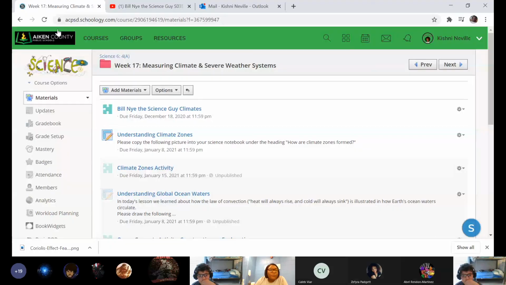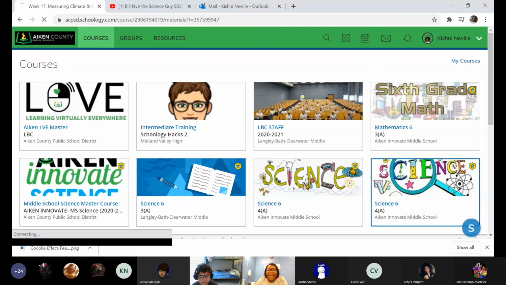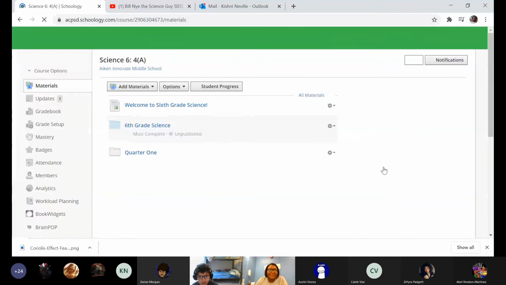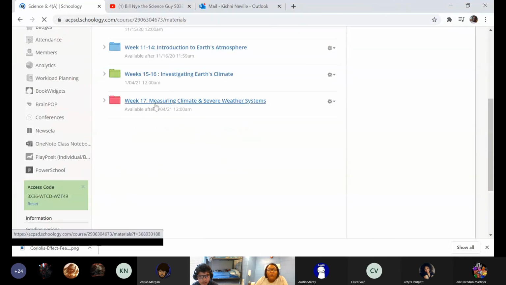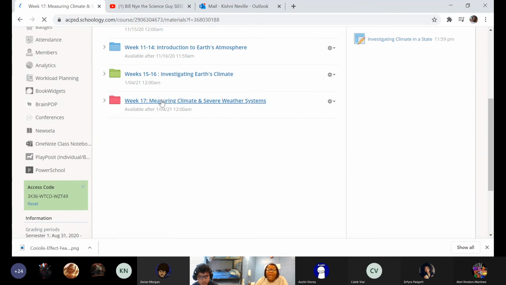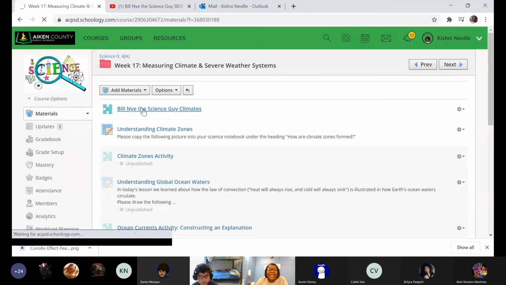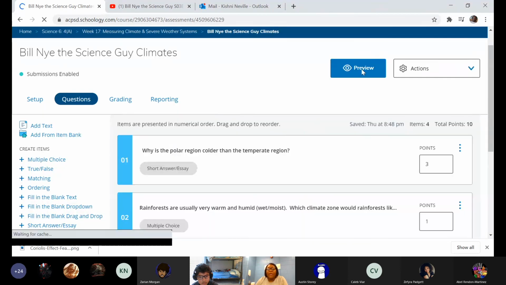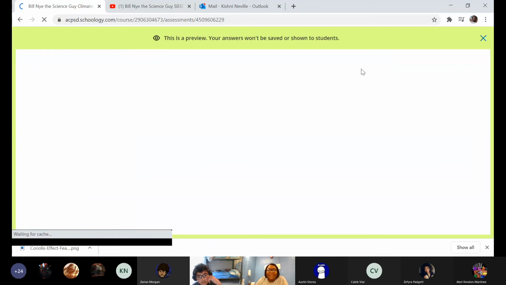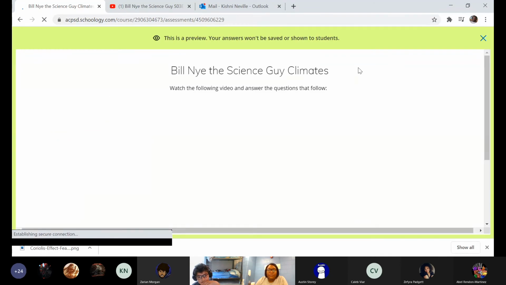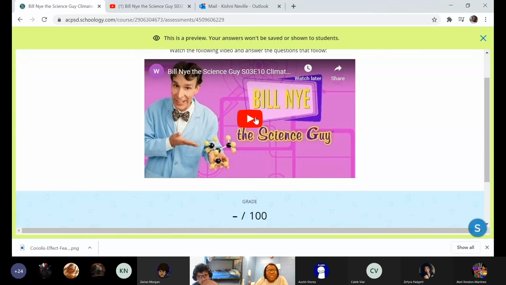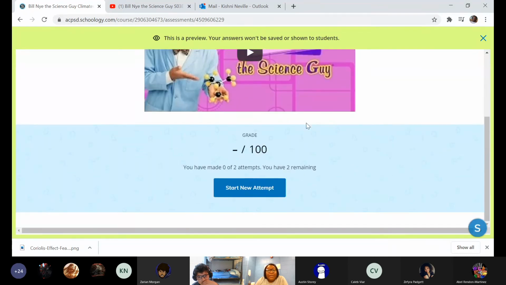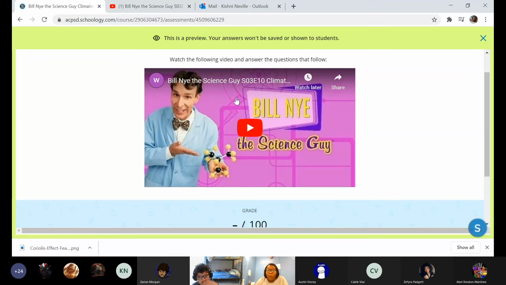When we go to our science class, we have a new pink folder here that says week 17, measuring climate and severe weather systems. When we click on it, we have our first assignment here, Bill Nye, the Science Guy, climates. When we're looking at this assignment, we're going to watch this video. Then write down any notes that you find important there.